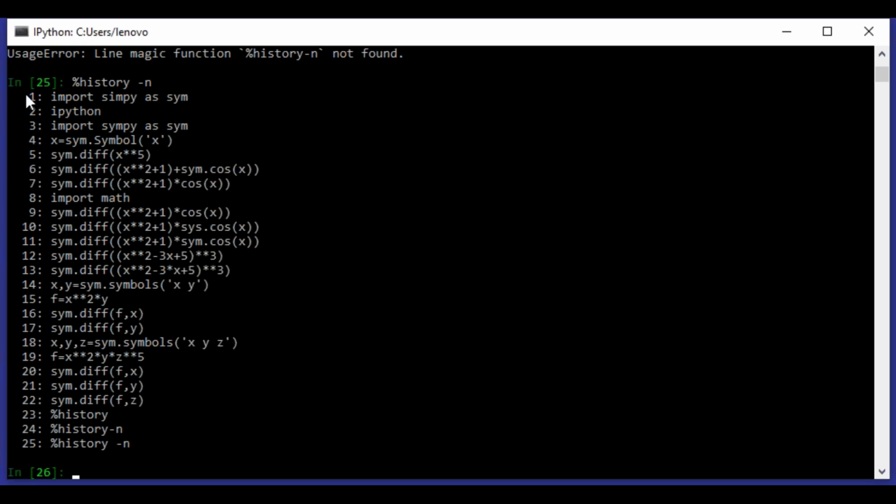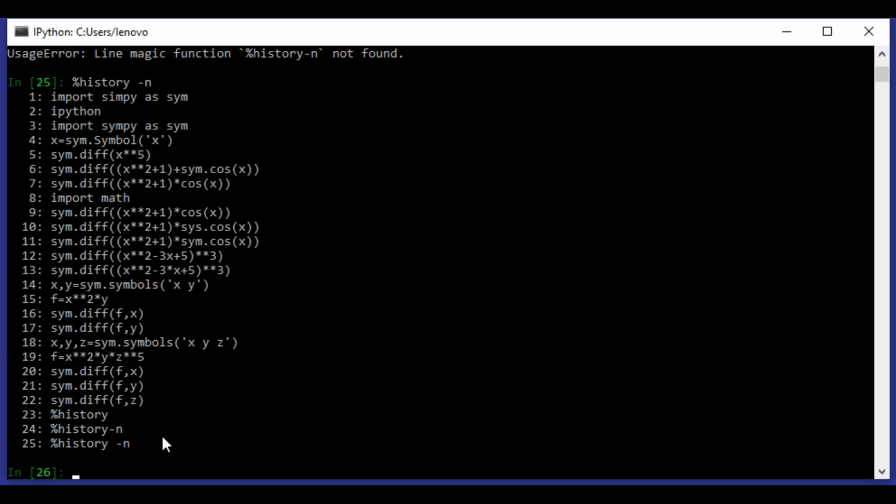First I have typed import sympy as sim, like that, all of it with line numbers. Then we can save this particular thing. By making use of this history command, we can retrieve and take part of the things that we have typed.